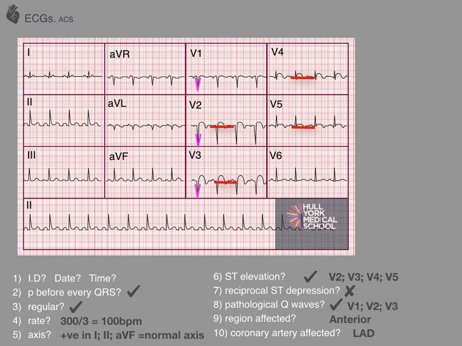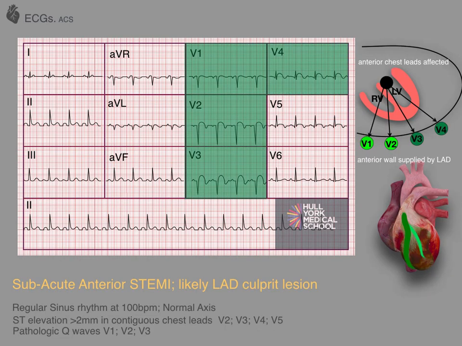We know that leads V1 through to V5 cover the anterior portion of the heart. So this is an anterior STEMI, and it is the left anterior descending artery that supplies this region. So this is likely a complete occlusion of the LAD. With a corresponding clinical context, I would summarise this ECG as a subacute anterior STEMI with a likely LAD culprit lesion.